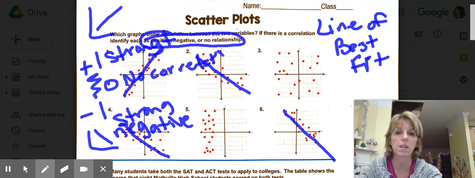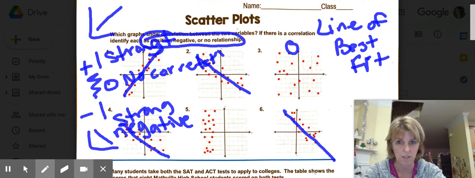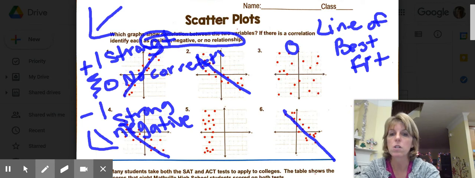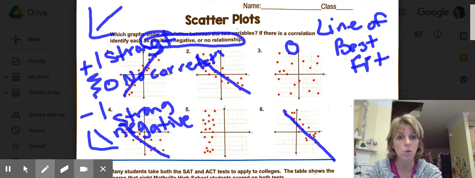So number three would be an example of a 0. This one right here would be a 0 correlation. There'd be no correlation between those two things at all. And then there's numbers in between, right? There's a lot of numbers between 0 and 1 and 0 and negative 1. There's a lot of decimals in there.